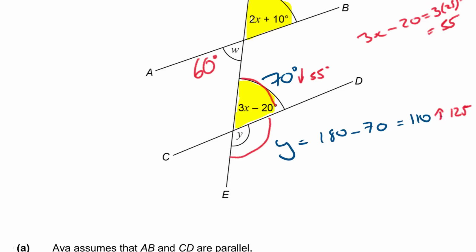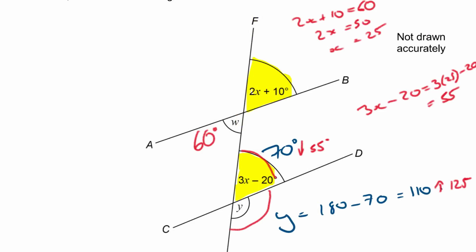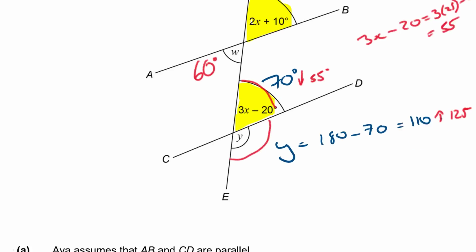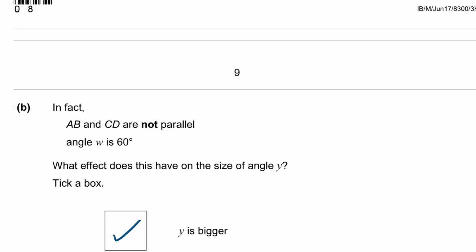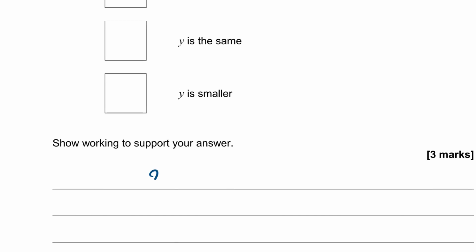Okay, because those two angles are still going to have to add up to 180. So we're saying y is increasing, and I've got the working here on the diagram, but maybe the marker doesn't see it up there. I think it's probably fine, but just on the safe side, you might want to copy that over into the answer box below. So we said 2x plus 10 is 60, so y is bigger. We said that 2x plus 10 was equal to 60, which implied that x was equal to 25.